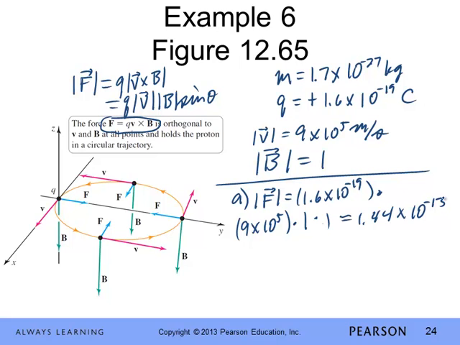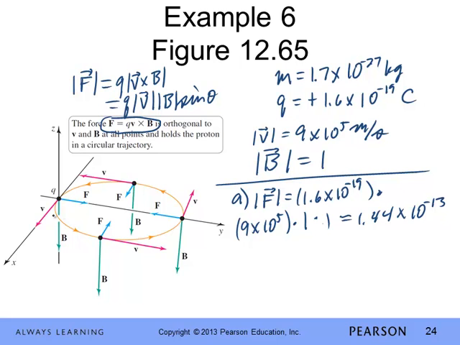Now, what direction is that? That's going to be negative k hat. Sorry, no, not negative k hat. That'll actually be positive j hat, because B is in the negative k hat direction and V is in the positive i hat direction. So i hat crossed with negative k hat is equal to positive j hat. So if you want a direction, it'll be positive j hat.